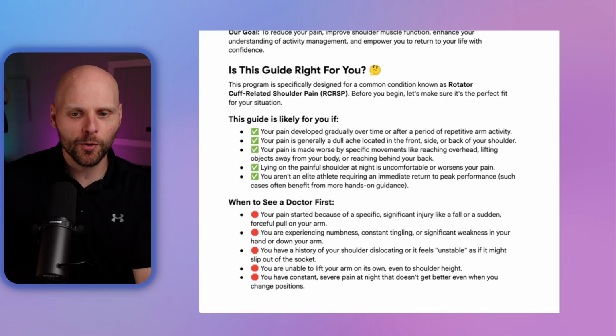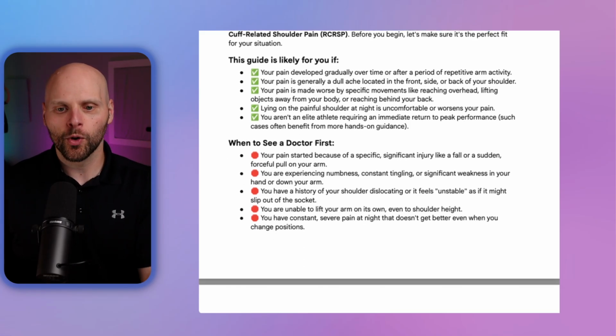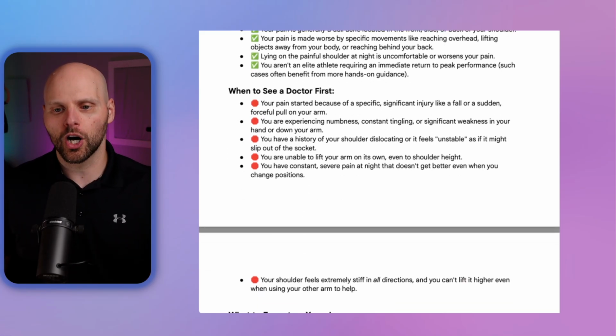And then if you have constant severe pain at night that doesn't get any better, or severely restricted range of motion in all directions. What I'm trying to say here is that rotator cuff related pain is usually from overuse. It has an insidious onset, comes on over time, not from trauma. If you fell on your shoulder and have acute pain, that's not what we're looking for here. You should get that evaluated.